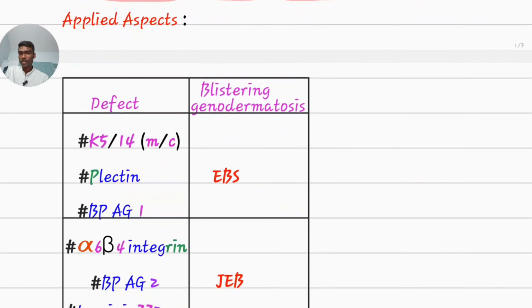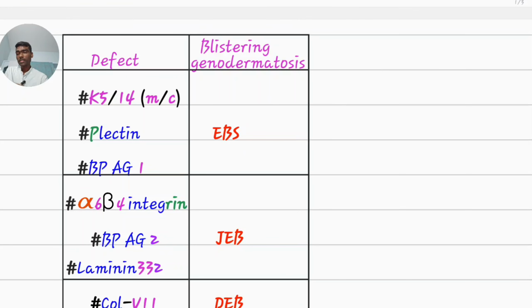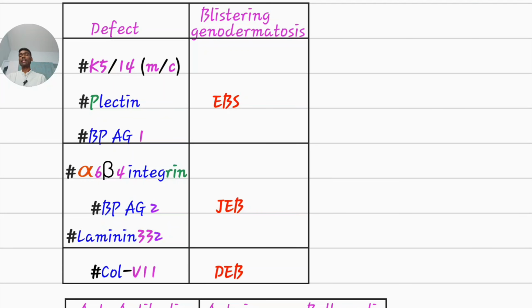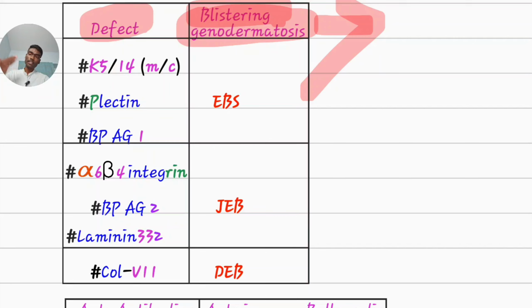Coming to applied aspects, for easy remembrance, remember like this: there are a total of 3 defective diseases which are called blistering genodermatosis. Because of structural defect, they form blisters. That structural defect is inherited genetically. That's why they are called blistering genodermatosis.